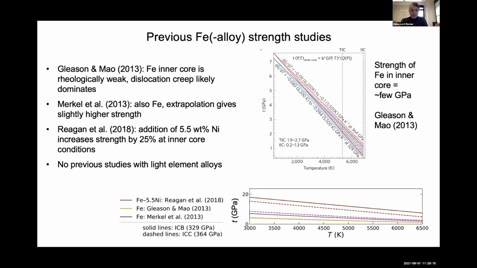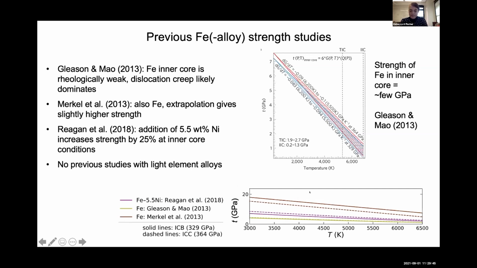Merkel et al. in 2013 also looked at iron. Their extrapolation works a little bit differently and gives a slightly higher strength for pure iron in the inner core. And then Reagan et al. 2018 found that the addition of 5.5 weight % nickel would increase the strength by about 25% at inner core conditions. So the results of these studies are summarized in this figure below, showing the strength as a function of temperature at the inner core boundary and inner core center.